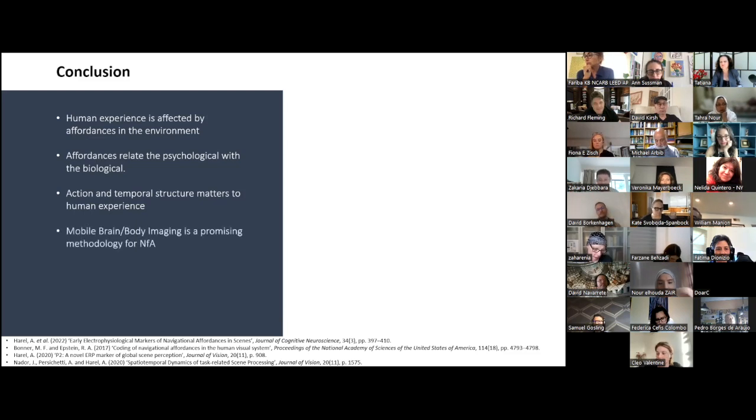Yeah, and of course, I want to emphasize the importance of conducting interactive research, right? To my knowledge, mobile brain-body imaging allows us to time lock movement, brain, and environment; everything gets synchronized. I think this is a promising methodology for neuroscience for architecture.